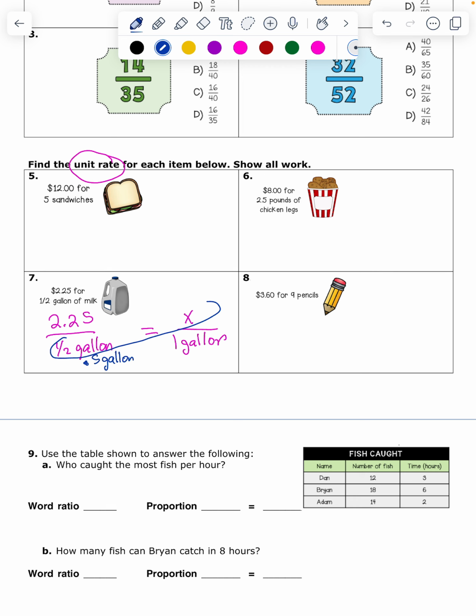I would go here, and so I would have 2.25 times 1 equals 1/2 x. I have to multiply by 2 over 1, multiply by 2 over 1. So I have $4.50 for 1 gallon.